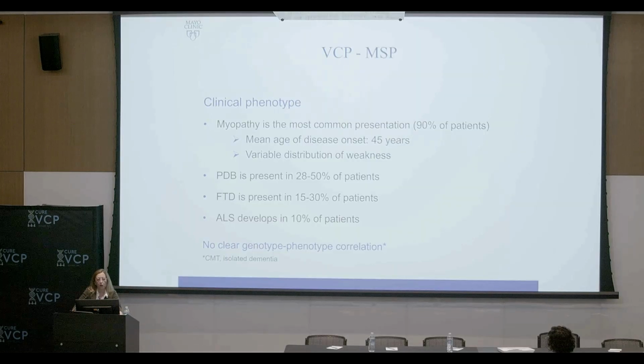Now, there is no clear genotype-phenotype correlation, but we also have to remember that about 70% of patients with VCP multisystem proteinopathy have a mutation that affects amino acid position 155. These mutations, however, are very highly penetrant, and as we said, about 90% of patients will become symptomatic by the mid-40s. More specific mutations have been associated with Charcot-Marie-Tooth or isolated dementia.